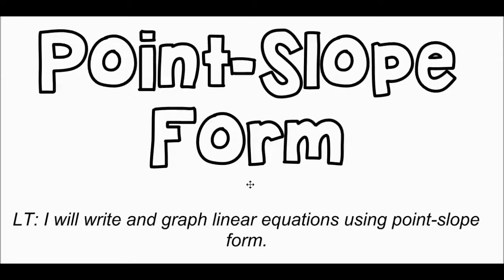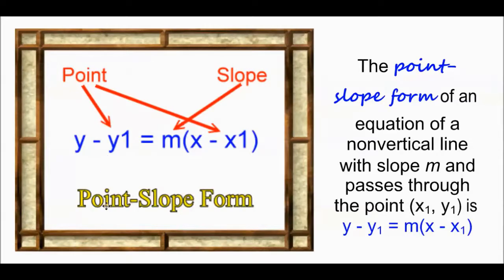Point slope form is our second form of a linear equation that we're going to look at in this unit. Like with slope intercept form, the equation very clearly gave you the slope and the y-intercept. In point slope form, it will very clearly give you a specific point on the graph and the slope. Pretty easy to remember. So the target is we're going to write and graph linear equations using point slope form.